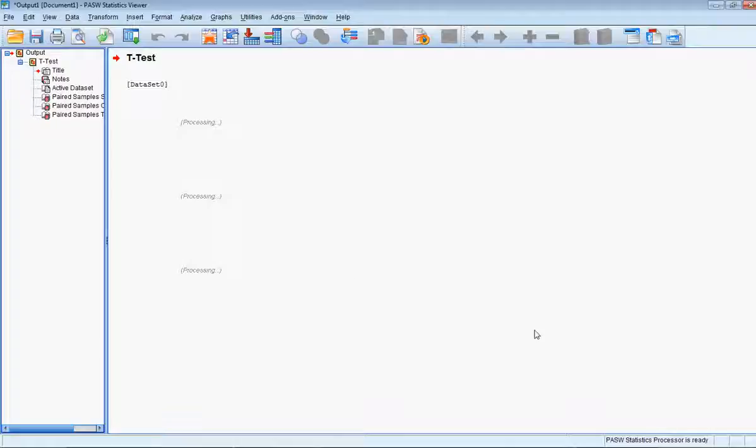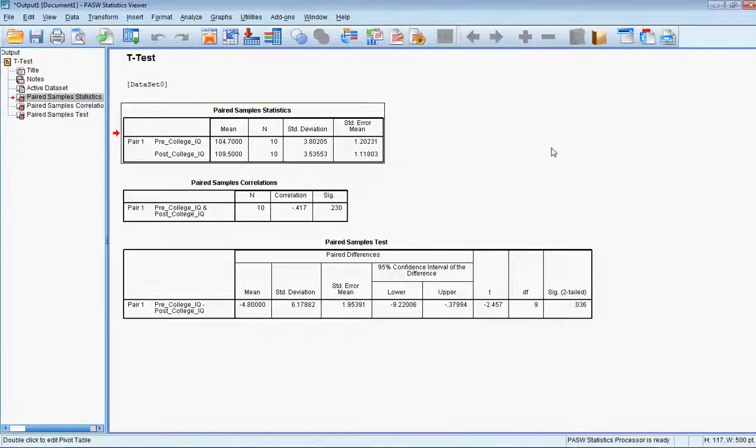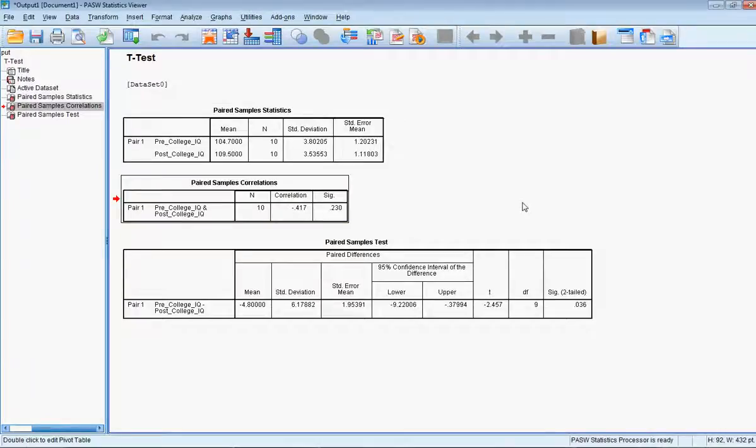Now a few tables should be popping up in the output. So when they do, let's take a look at them. The first table is just the descriptive stats for each variable. It has the mean, the sample size, the standard deviation, and the standard error for each variable, for pre-college IQ and for post-college IQ. Right below that in the second table, we see the correlation coefficient between the two variables.